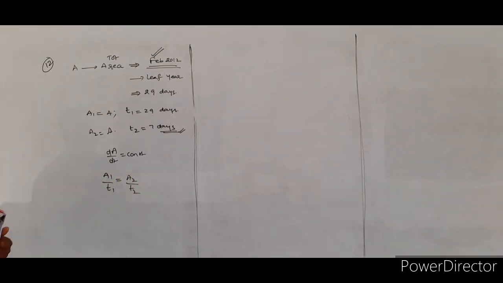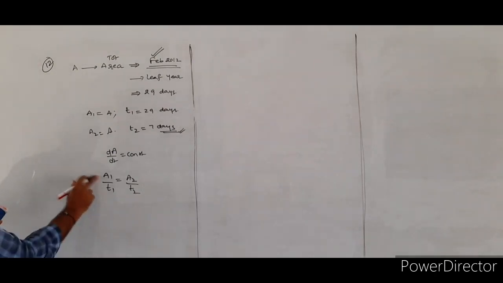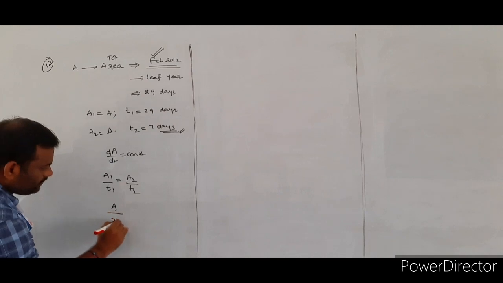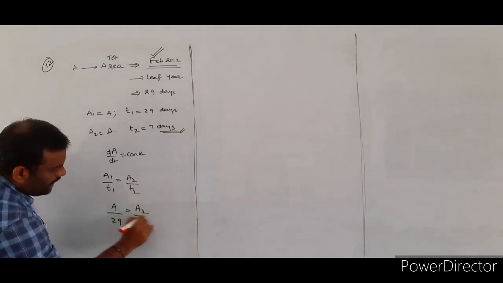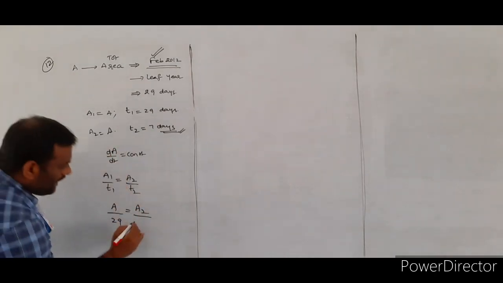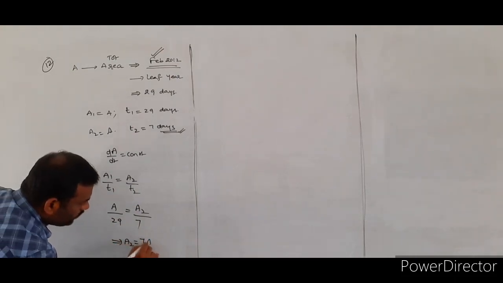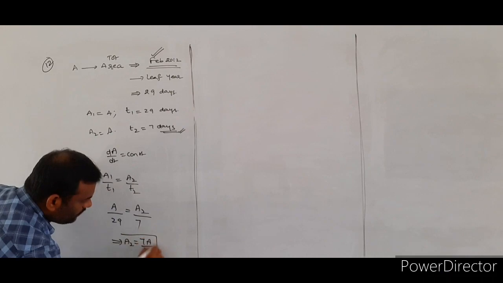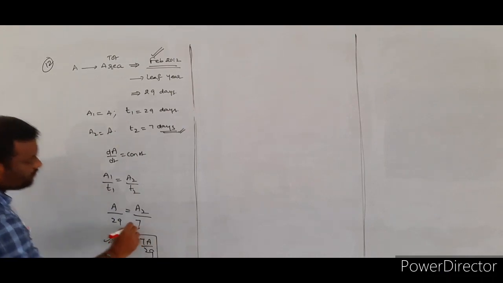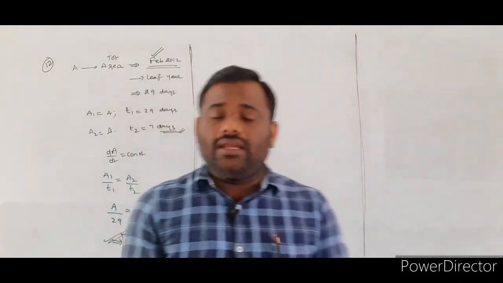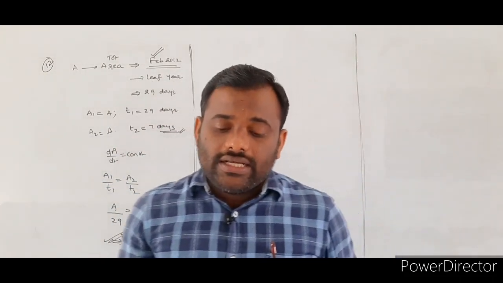A1 by T1 is equal to A2 by T2. What is the A1 value? A. And what is the T1? 29. And the A2 value we have to calculate, and the T2 value is equal to 7. Therefore, A2 is equal to 7A by 29. Very important model. A2 is equal to what? 7A by 29. Like that we have to solve problem number 12.